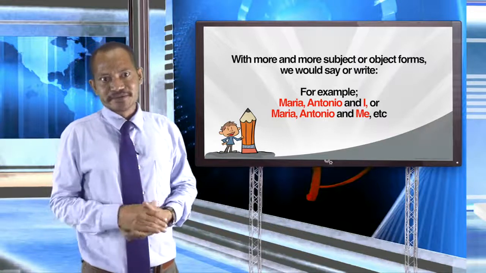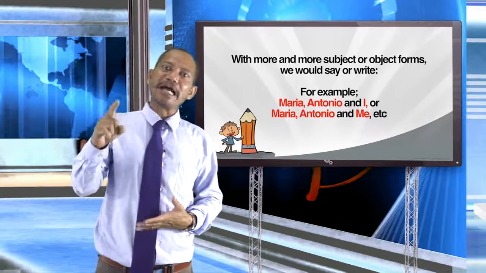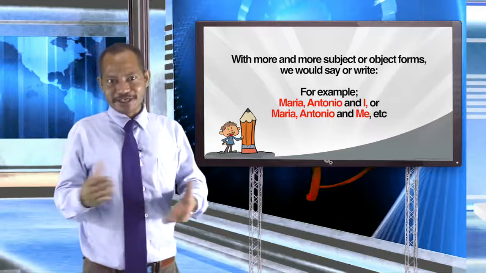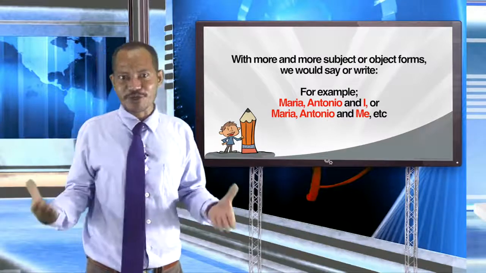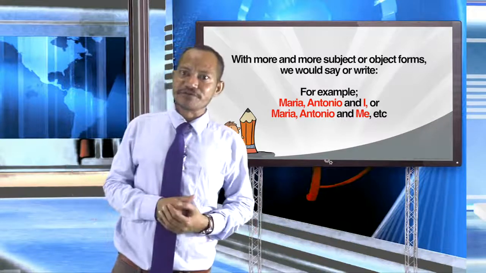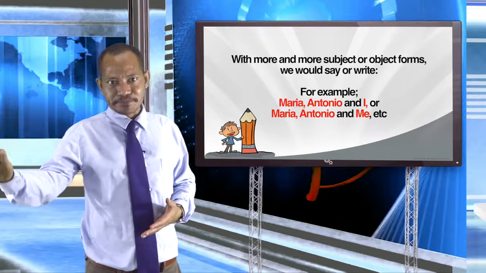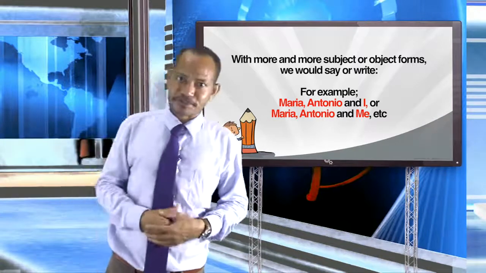So, to make it short, use you and I, or Antonio and I when it is the subject of the sentence, and use you and me, or Antonio and me, when it is the object of the verb, or the object of the sentence, or the object of the preposition.